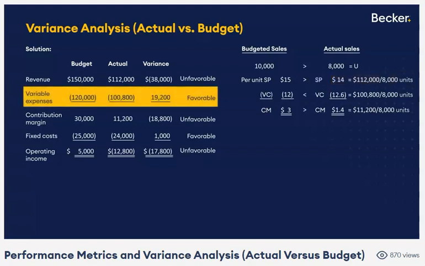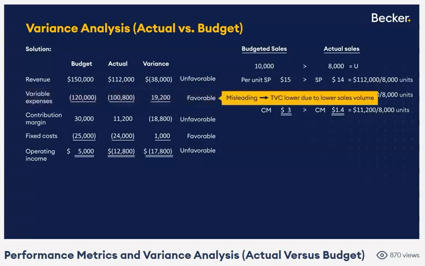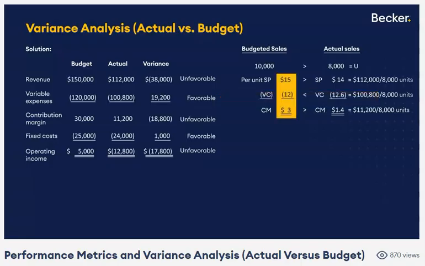Now, the variable costs, well, we budgeted variable costs of 120. We only had 100,800. That looks favorable, but folks, that's very misleading. Why? Total variable costs are skewed by volume. It's lower because we had lower sales volume. So look, the budget was a variable cost per unit of $12 a unit. So 15 minus 12 is 3.